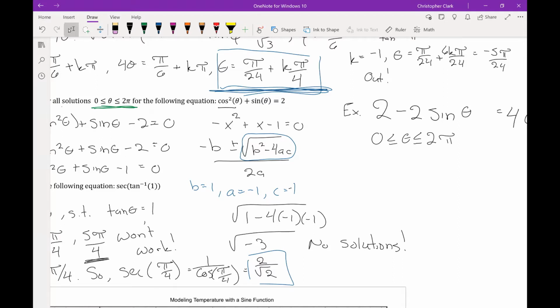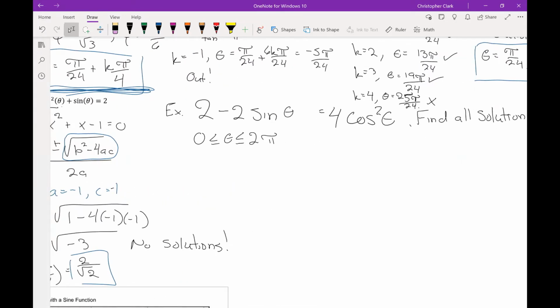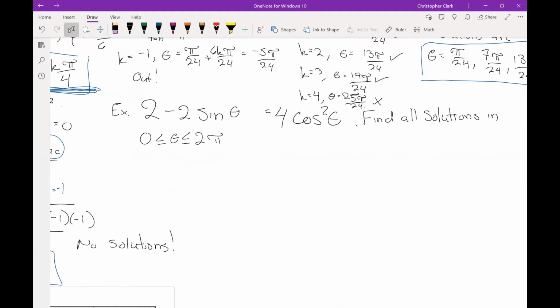There are just no solutions. In the real numbers, there are none; in the complex numbers there are, but in the reals there are no solutions. We're done. So this is a possibility, but I want to make sure that we see how to do this if we do actually end up with solutions.